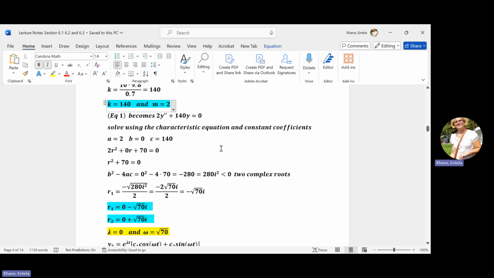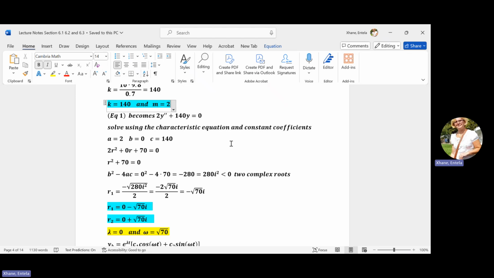So we have A is 2, B is 0, C is 140. We make the coefficient equal to 1 by dividing both sides by 2. So we get r squared plus 70 equals 0. B, the damping coefficient, is 0. So B squared minus 4AC is going to be 0 minus 4 times 70. So that's negative 280, which is 280 i squared. Two complex solutions.